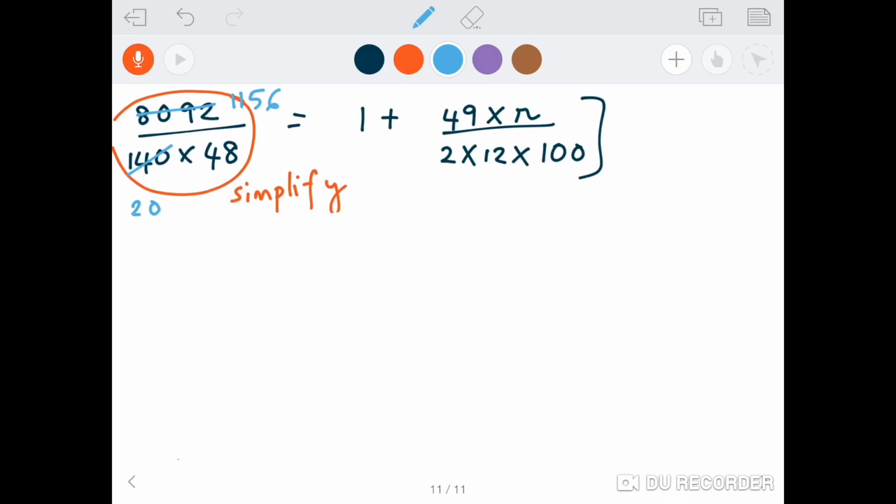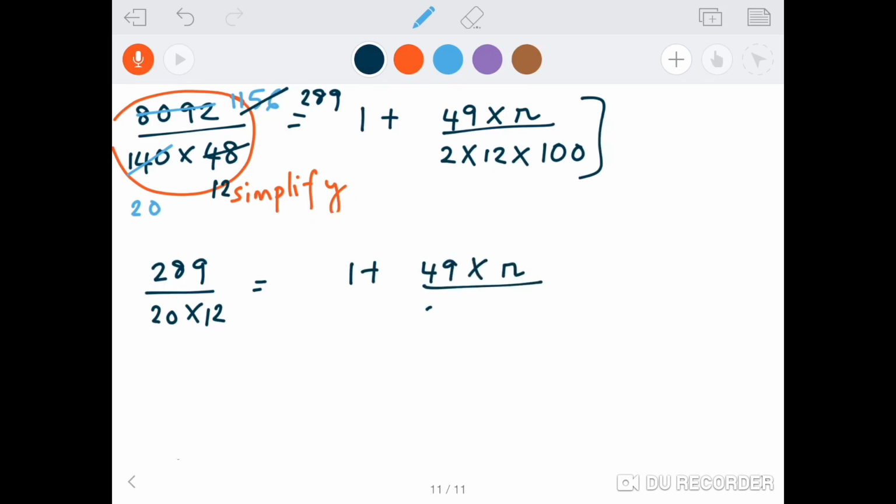Now let me also see if I can simplify something else. I can simplify it by 2, but I generally look for a bigger number. So I'm going to simplify this by 4. So I'm going to get 289 in the numerator and 20 times 12, which is 240. I can just leave it as 20 times 12 for now. And then I'm going to write my RHS as it is.